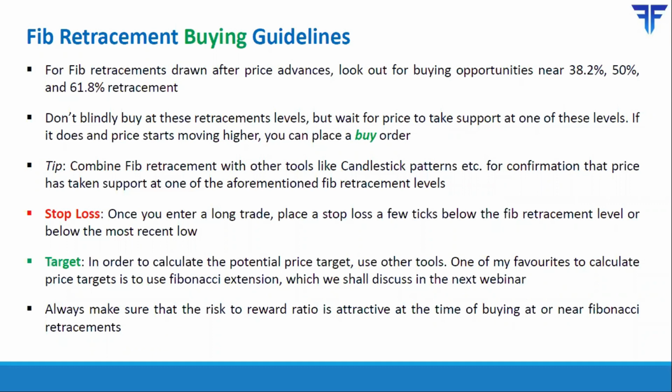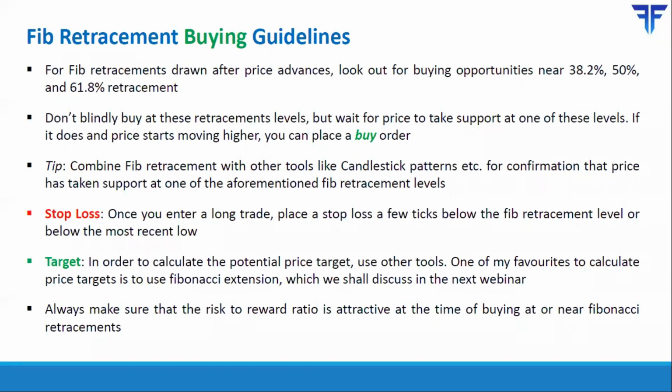Now, when you enter into a buy position, what would be your stop loss? Your stop loss would be below the immediate Fibonacci retracement level or below the most recent low. So for instance, if the buy is generated somewhere in the region when price is trading slightly upwards of 50% retracement, in that case, you could place stop loss a few ticks below the 50% retracement. On the other hand, if the buy is generated somewhere in between 50 and 61.8% retracement, then in that case, you could place your stop loss below the 61.8%. So that is how you could place your stop loss using Fibonacci retracement.